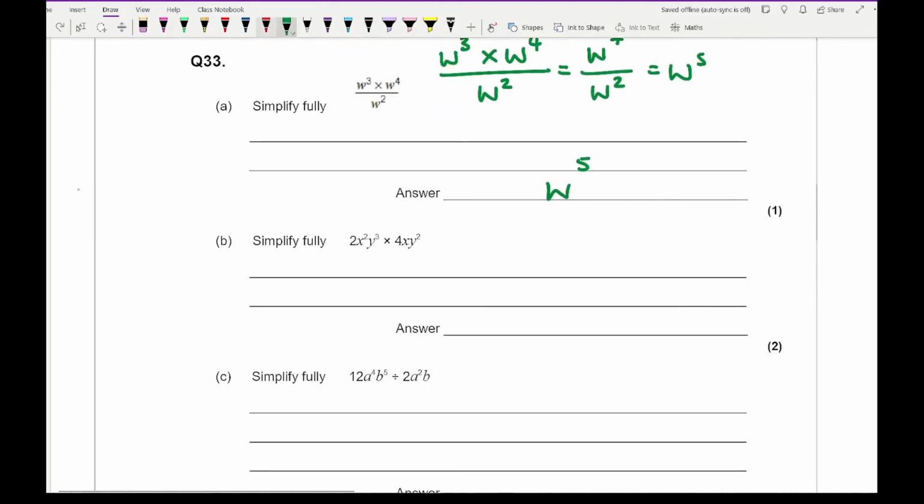Then moving on to question B, it says simplify fully. So here we're multiplying everything by everything. So looking at the numbers, 2 times 4 is 8. Then we've got x squared times x. Now that's x to the power of 1. So we add the powers. So that's going to be x to the power of 3. And then we look at the y. So I've got y cubed times y squared, which gives me y to the power of 5.